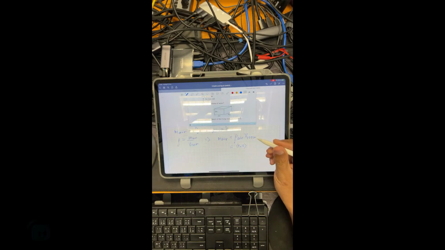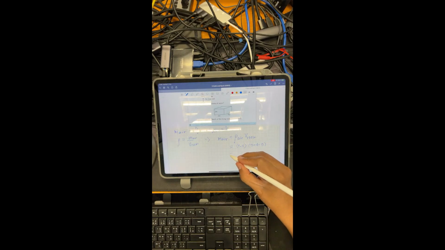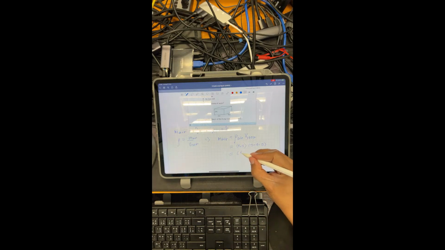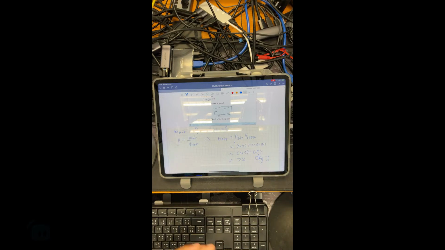1.2 times the volume of the room, which is 3 times 4 times 5, and we will get 1.2 times 60, and it's 72 kilogram. 72 kilogram for the mass of the air in this room. Okay, it's almost 100, right?